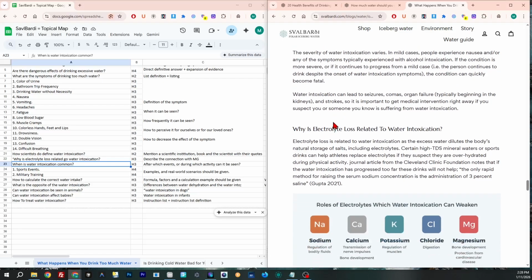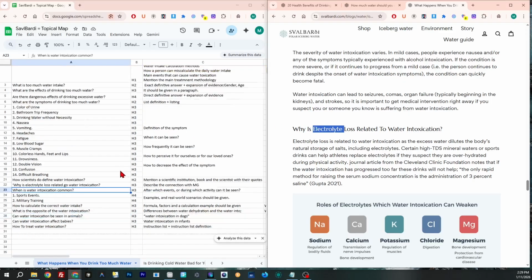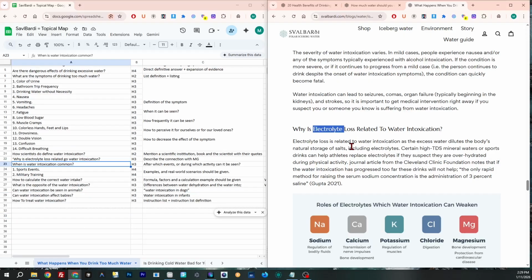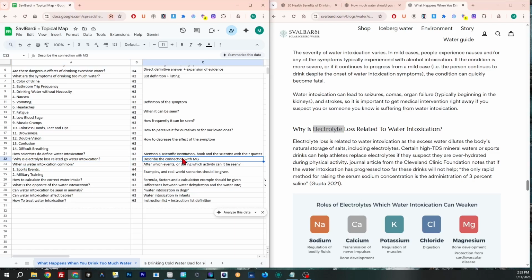If we go to the next question, for example, why is electrolyte loss related to water intoxication? I thought this electrolyte loss question was in the root, but it is present in this specific content brief. In the previous lecture I talked about it, so sorry for that. And here, for example, we describe the connection with a milligram.